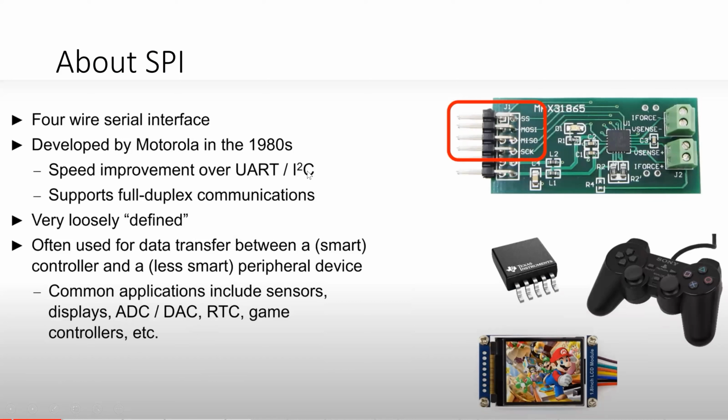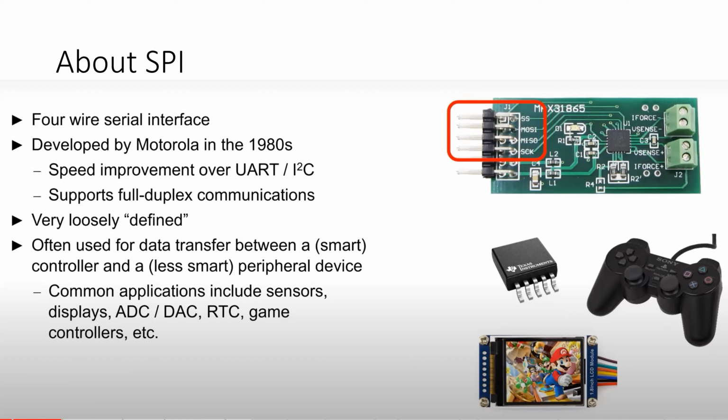If we talk more about SPI, it's a four-wire serial interface developed by Motorola in the 1980s. Before that, we had low speed communication protocols like UART and I2C, the Inter-Integrated Circuit, which was designed by NXP. Now it is NXP, before it was Philips. So why have we chosen SPI when these two protocols already exist? When we choose something over what we already have, we go for some kind of advancement.